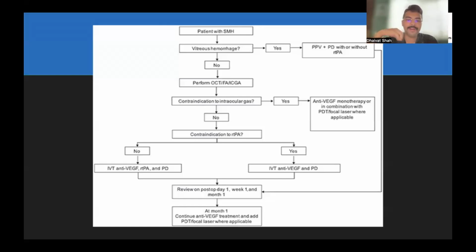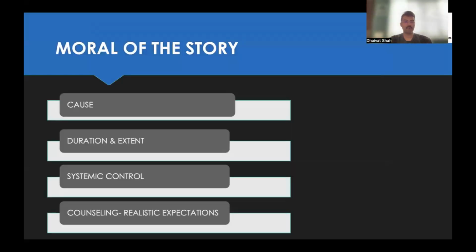But whenever you have a submacular hemorrhage with media clarity, we need to find the cause. And that is where an OCT, FFA, or an ICG can help. And once the cause is known, treatment options are in terms of anti-VEGF therapy, pneumatic displacement, and use of intravitreal or subretinal TPA. Hence, moral of the story, find the cause of the hemorrhage, the duration, the extent.